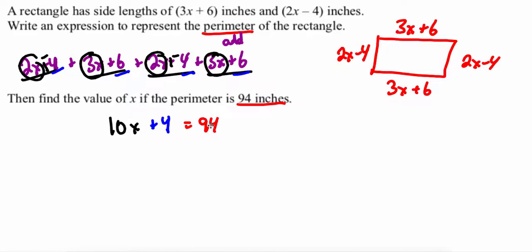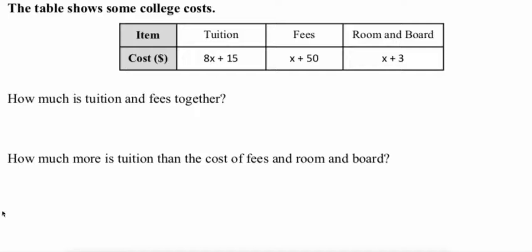Well, think of taking away that 4. What if we just pretended that wasn't really there? And really 10 times something has to give me 90. Well, 10 times 9 would give me 90, so my missing number must be 9. But all we did was we took our perimeter, what we got when we added all those pieces together, and we just set it equal to 94. And then we just did a little mental math to figure out what that missing number was.